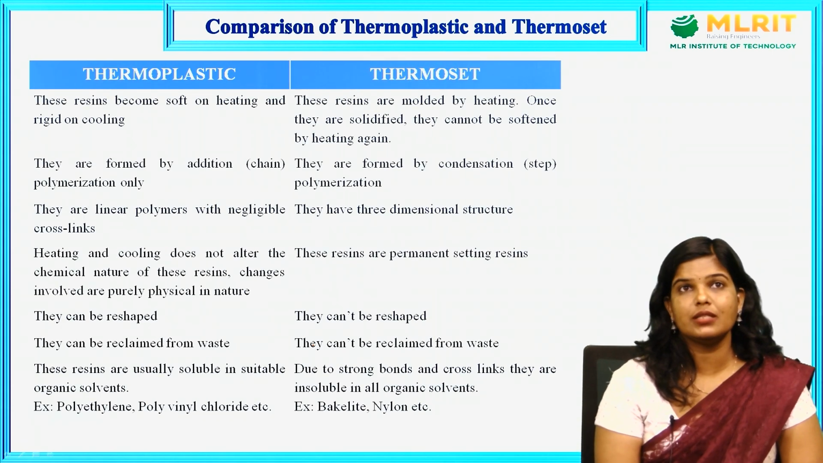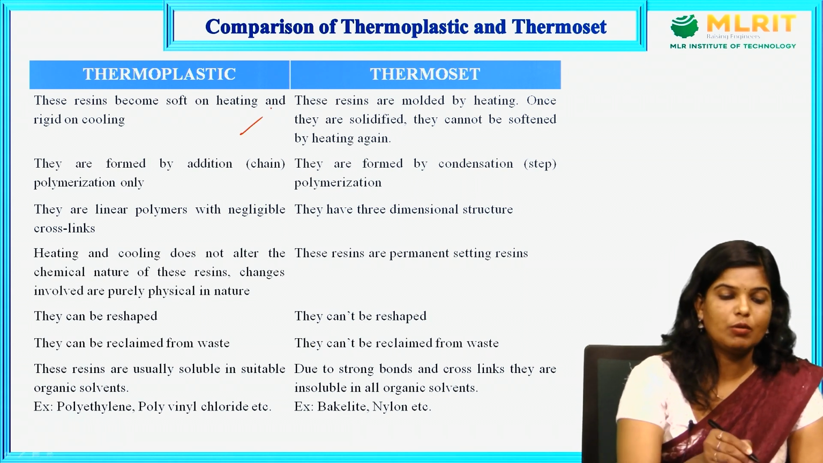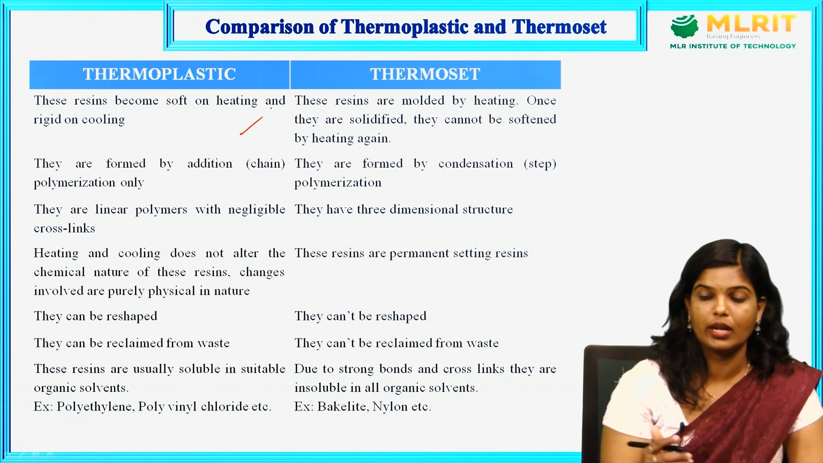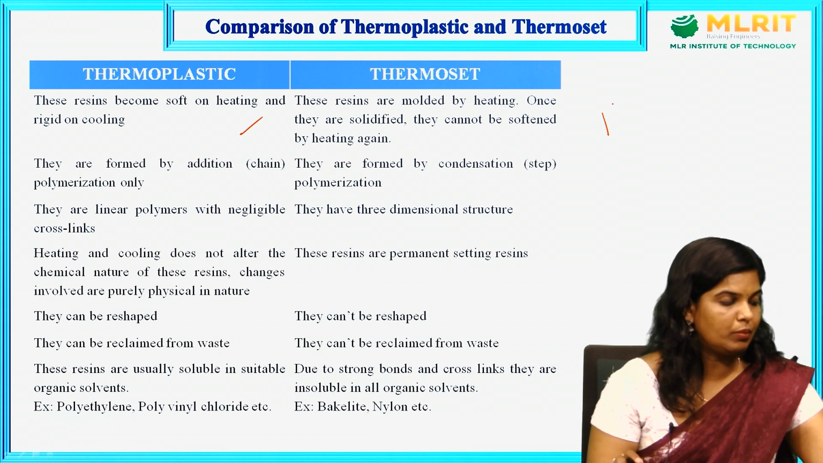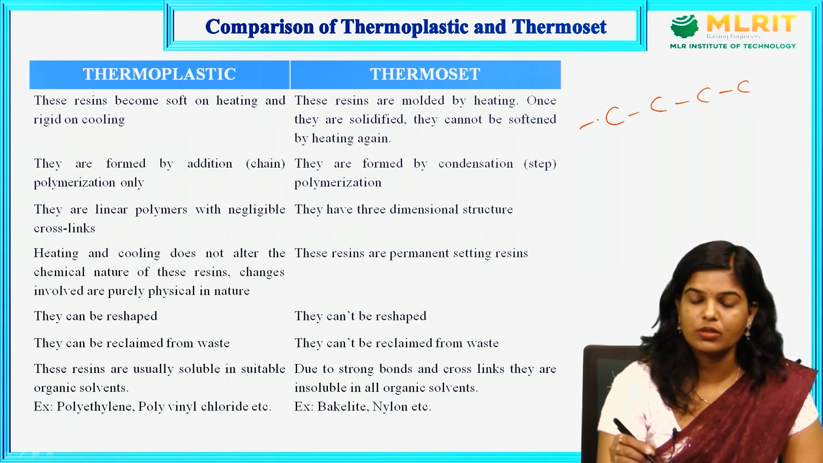So in thermoplastics, the resins become soft on heating and rigid on cooling. What is thermoplastic? We can make it into different shapes accordingly. What happens when it is heated? I'll give you another example, like carbon. All different molecules, like all different polymer chains.